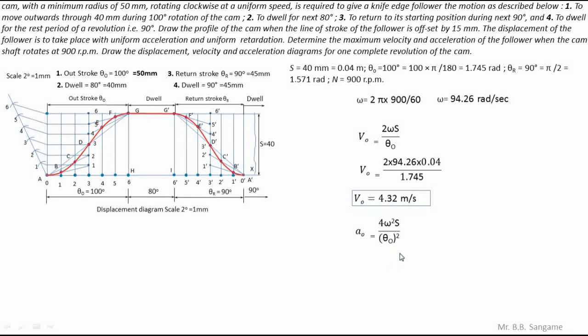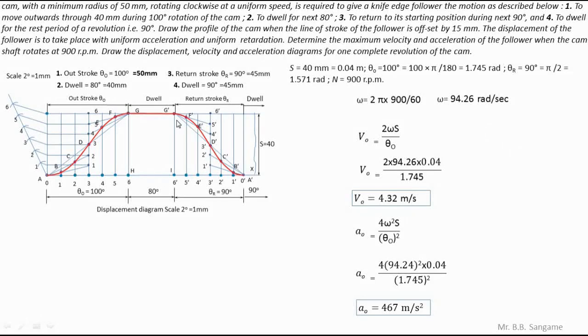So this is the formula which I have already mentioned in the first introductory part of the cam follower chapter. Okay. So let us calculate AO. Here we have the value of omega s and theta o. Again we need to consider theta in terms of radian. So by calculation I found that acceleration during outstroke is 467 meter per second square.